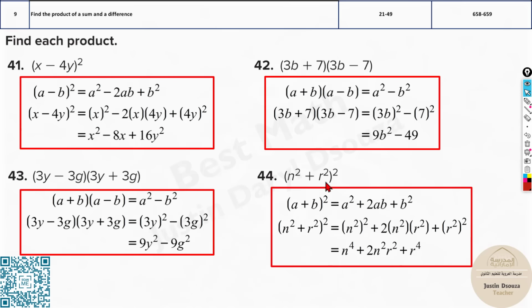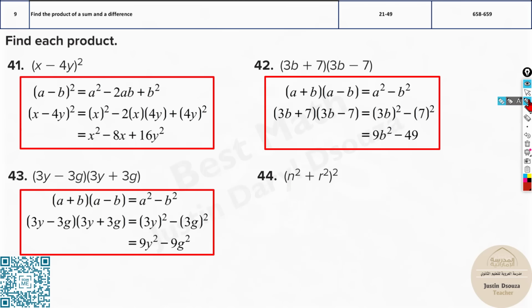And over here now, this one is a bit interesting. Why? Because this entire thing is whole squared. Imagine it was a plus b the whole squared, but here a is n squared. What is the formula?